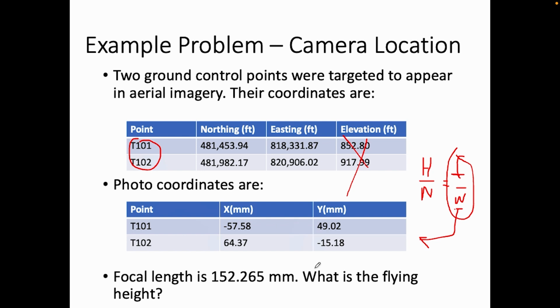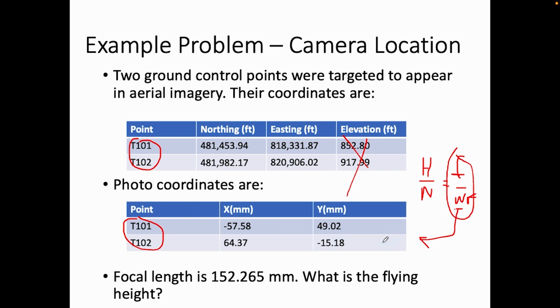And then the distance between the photo coordinates, we're going to go through the same math, square root of the sum of the squared differences, and that's going to give us 137.82 millimeters between these 2 points in the photo coordinates. So we've got 137.82 millimeters for this distance.